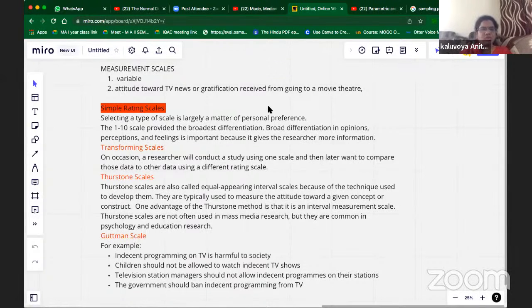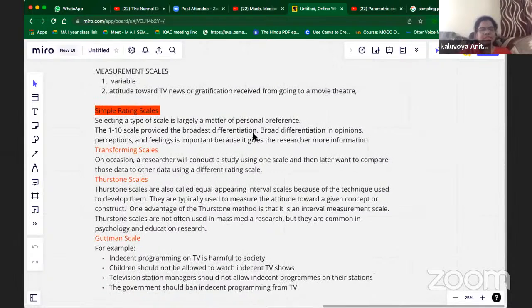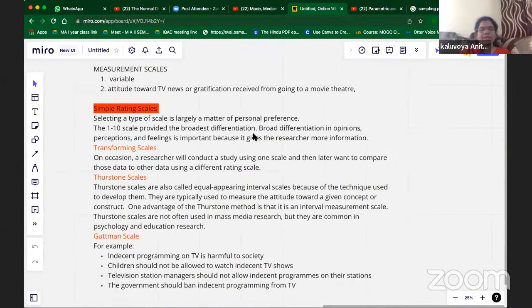Yeah. So what we discussed in yesterday's class is related with the measurement scales. We discussed what is a variable and how attitudes towards news, TV news organizations and gratification change. So variables do not mean only age and other things, but also attitudes. We discussed different types of scales.